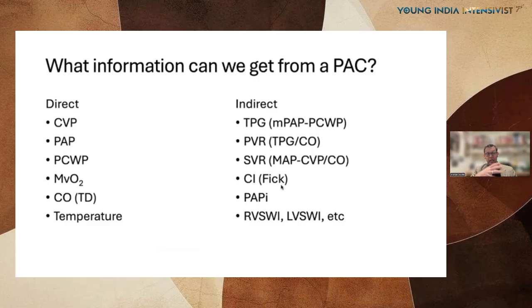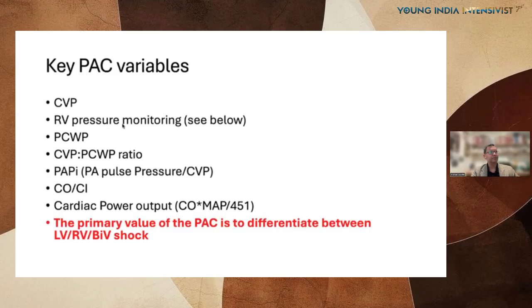Indirect is the kind of derived variables that we get from the direct variables: the transpulmonary gradient, which is the mean PA pressure minus the wedge pressure, the pulmonary vascular resistance, the systemic vascular resistance, the cardiac index, the PAPI, the PA pulsatility index, the right ventricular stroke work index, a metric that I use and I like quite a bit, and the cardiac power output, which is the MAP times cardiac output divided by 451. These are all indirect indices, right?